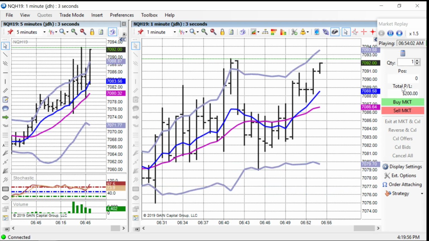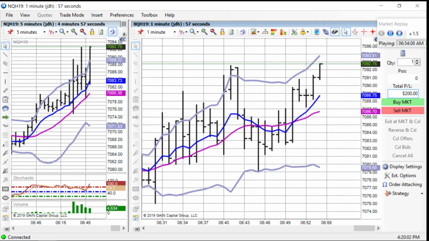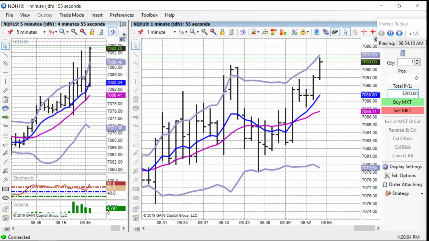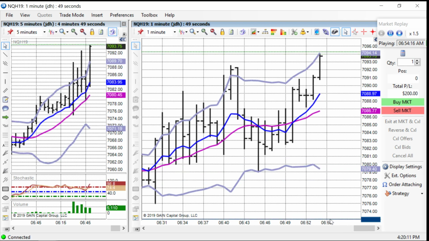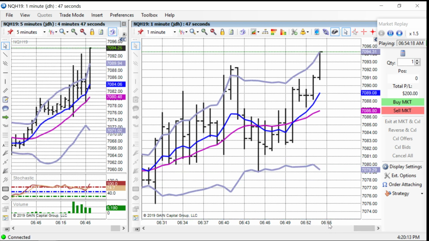Okay, so this would normally be 5 point trading. You know, we're at only $200. That would normally be 2 trades on a 5 point trade. But we're still before 7 o'clock in the morning, if you look down here at the time.